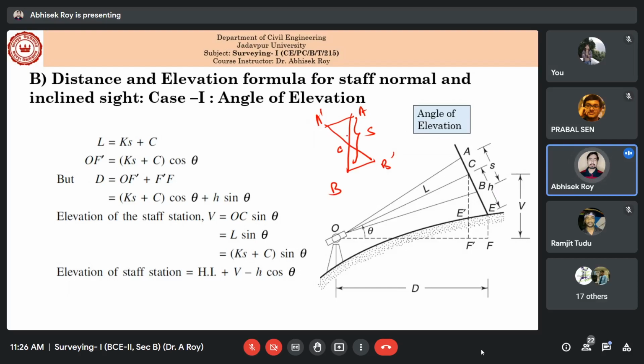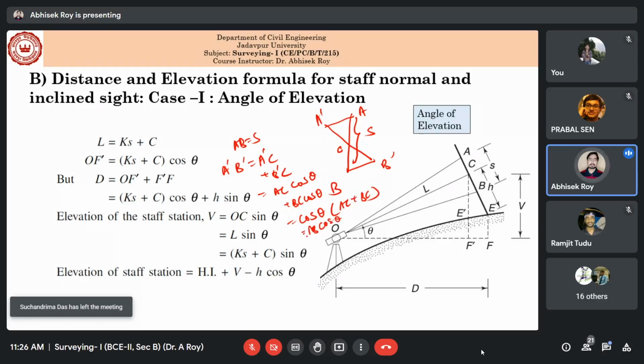Upper stadia minus lower stadia, AB is basically S, and I am calculating A dash B dash, so that is basically A dash C plus B dash C, right? In place of A dash C I am writing AC cos theta, and in place of B dash C I am writing BC cos theta. Now from both of these, if I take cos theta common, it will be AC plus BC, but AC plus BC means basically AB, so that is AB cos theta. So in place of AB I write S, so it becomes S cos theta.